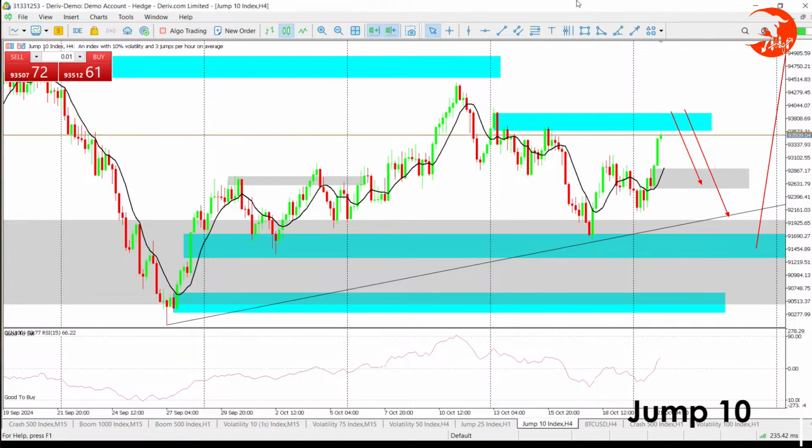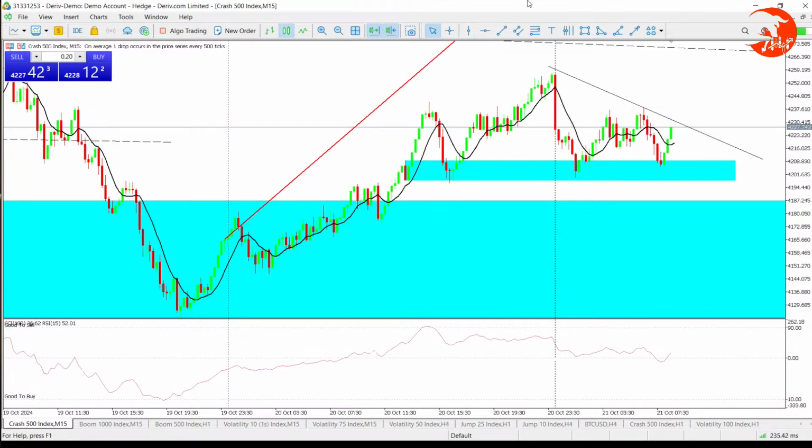Now if we are to do a recap, let's do a recap of where we started from. So we started on Crash 500. As I told you, it's going to be inside this descending triangle. It's a descending triangle currently because this is acting as our support, and this is our resistance trend line, and that's what is happening there.